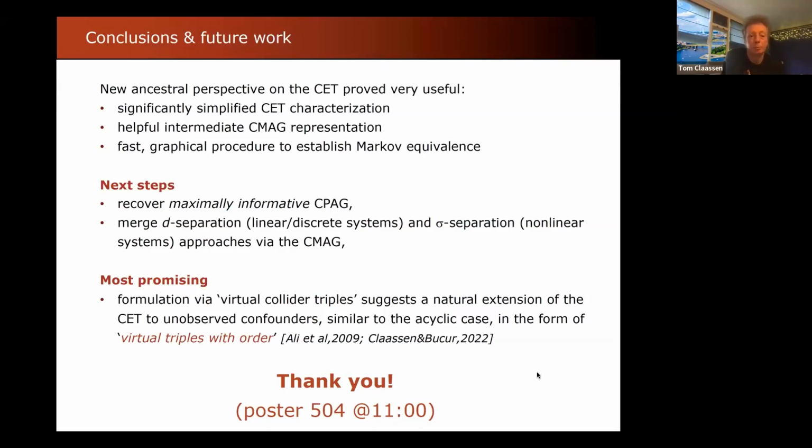And then for us, the most promising part is that having formulated it in terms of the virtual collider triples, it actually suggests a very natural extension of the current CPAG, which doesn't allow for confounders, to include unobserved confounders, very similar to the acyclic case, and then it would take something in the form of virtual triples with order. And so that's a very promising step. That's what we're working on now, and it seems to work out quite nicely. So that's a really important result from the application of this paper.